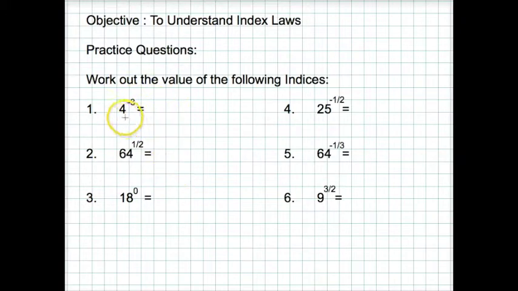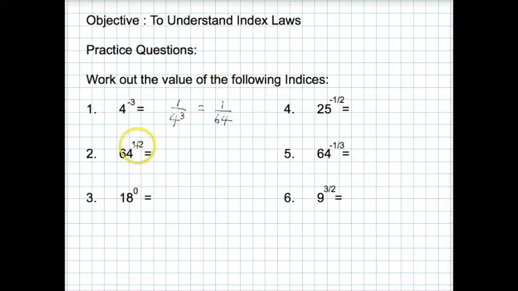So question 1, we've got 4 to the negative 3. Any number raised to the negative power puts it as a fraction with 1 as the numerator. So this will become 1 over 4 to the power of 3. The negative disappears on the bottom there. 4 to the power of 3 is 4 times 4 times 4, which is 64. So my answer becomes 1 over 64.